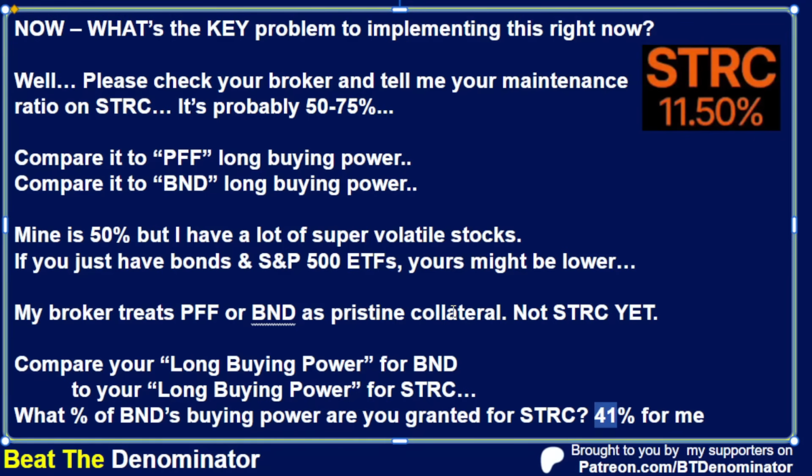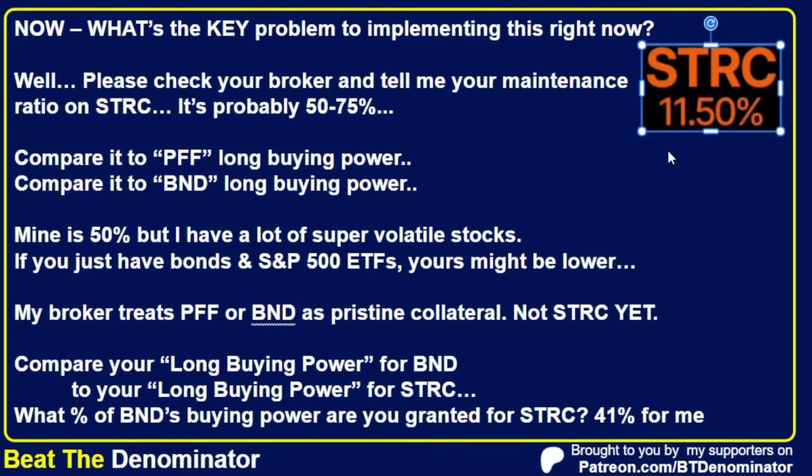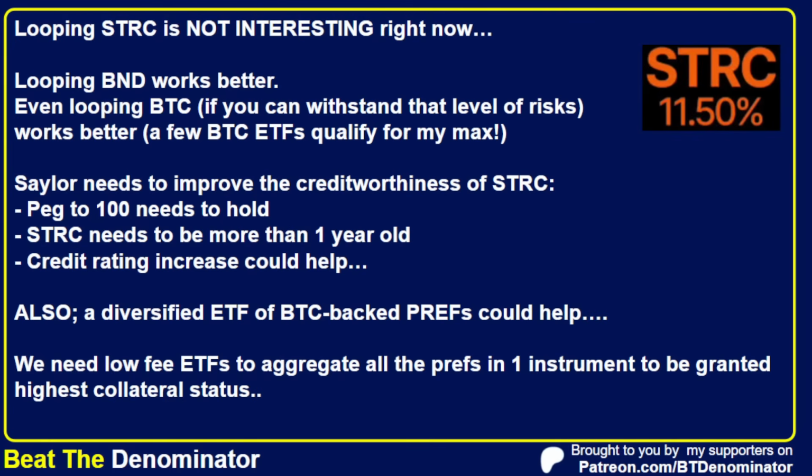As you know, these preferreds, I don't really like them. I'd rather own Bitcoin. I'd rather own MSTR stock. MSTR stock, by the way, has a 25% maintenance ratio. But these assets, for now, don't have the history with a broker. So these assets are really interesting if you want them for the yield. They can't really be looped just yet, at least in my view. So to me, that's not interesting right now.